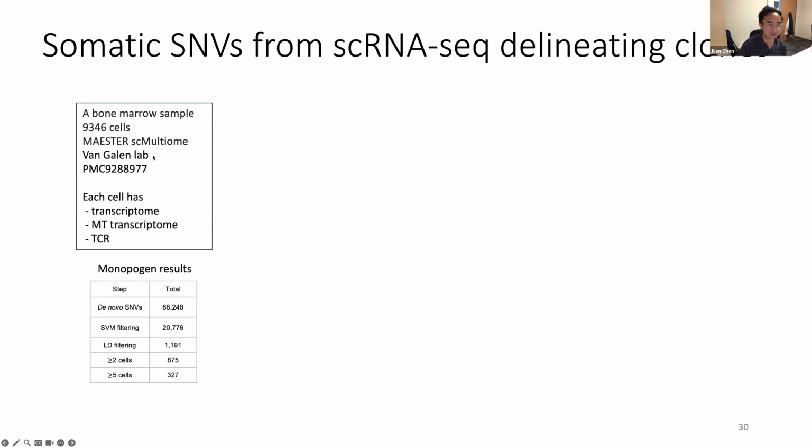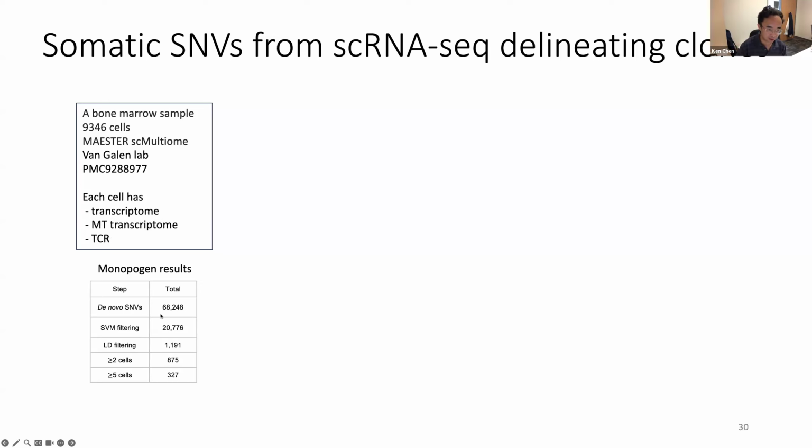This is a bone marrow sample having clonal hematopoiesis, with differentiation of different blood cell types from the HSPC. An advantage of this data is that it's multi-omic. It's single-cell multi-omics. It has transcriptomics, mitochondria transcriptome, and also TCR sequencing from the same cell, which can help us validate our mutational coding.